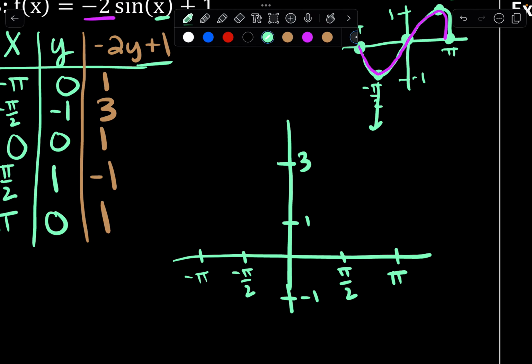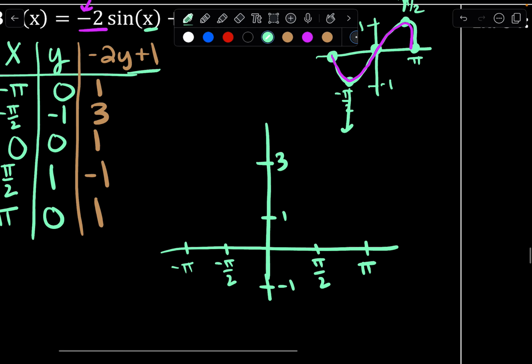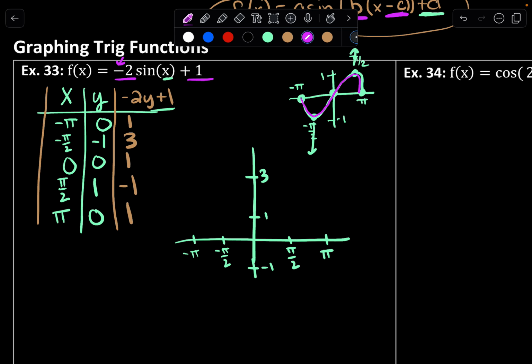Do your best to make sure that the ticks on the graph are equally spaced. I think my left side's a little more compressed, but it doesn't need to be perfect. Just do the best you can.